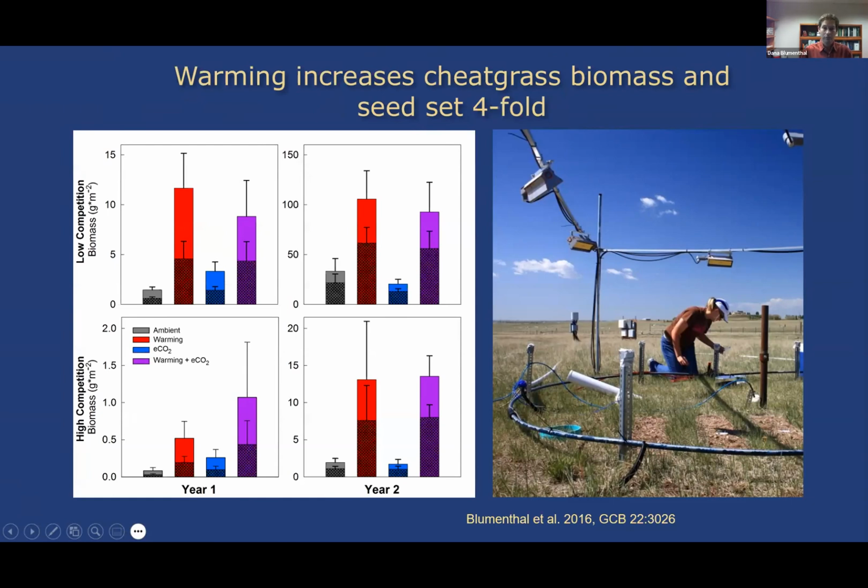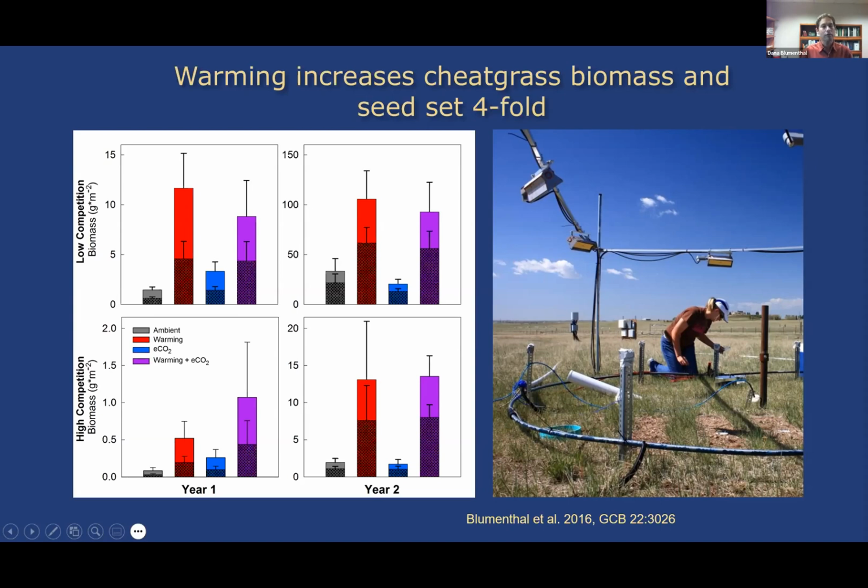This is completely different from what we saw with Dalmatian toadflax. It also did not match our hypotheses. We expected warming to dry things out and possibly inhibit cheatgrass, and it certainly didn't. Let me take a minute to just orient you towards this graph.